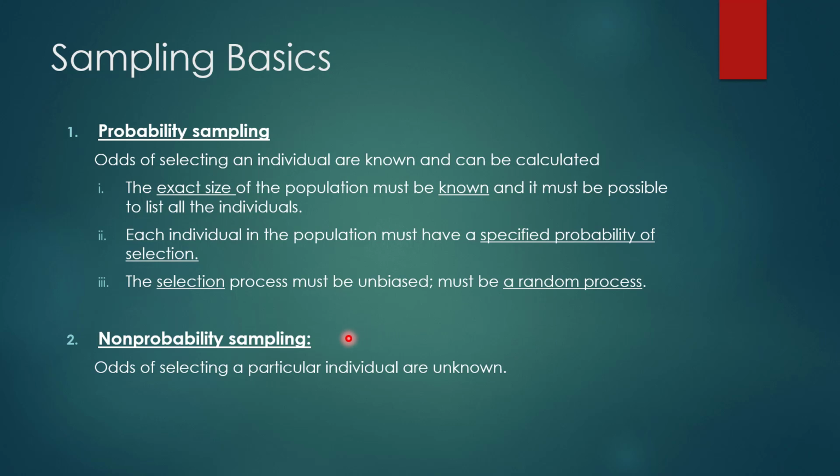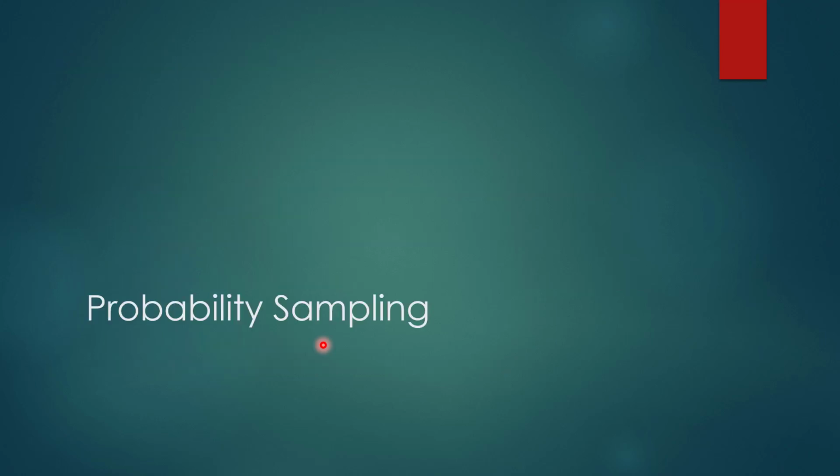The second category is non-probability sampling, and this is where the odds of selecting a particular individual are not known. While probability sampling is the hallmark of sciences and psychology in general, as you read the articles that you're reading, you'll see that a lot of research is done with non-probability sampling, unfortunately. And the research that you'll do this semester will also have to use non-probability sampling. So we're going to start off talking about probability sampling.